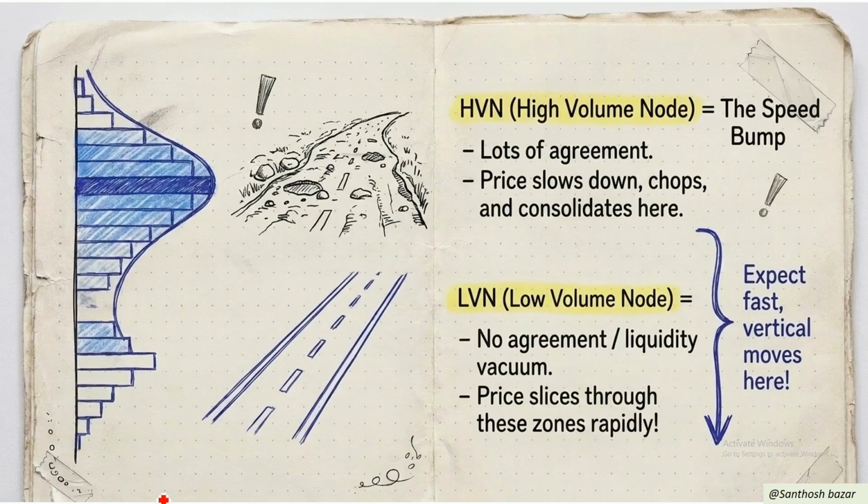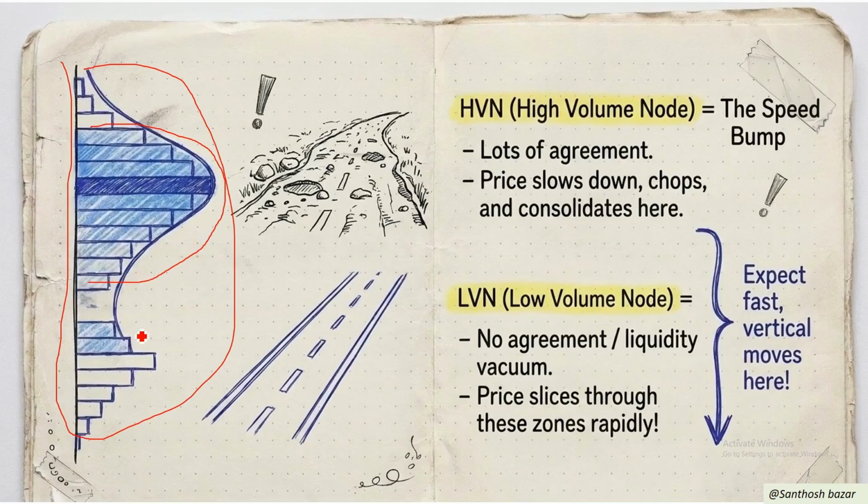As we look closely at this volume profile, you will see two distinct structural features: high volume nodes and low volume nodes. This is the value area we know, and here you see a high volume node, and here you see the low volume nodes. Between the low volume nodes you see a high volume node. A high volume node is nothing but a speed bump. These are the peaks of our profile where a massive amount of volume accumulated.